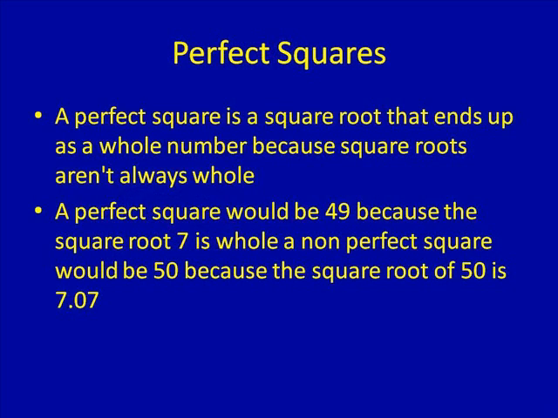Perfect squares. A perfect square is a square root that ends up as a whole number because square roots aren't always whole. A perfect square would be 49 because the square root 7 is a whole number. A non-perfect square root would be 50 because the square root of 50 is 7.07.